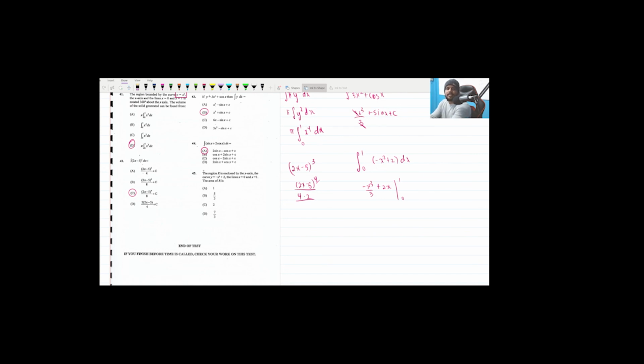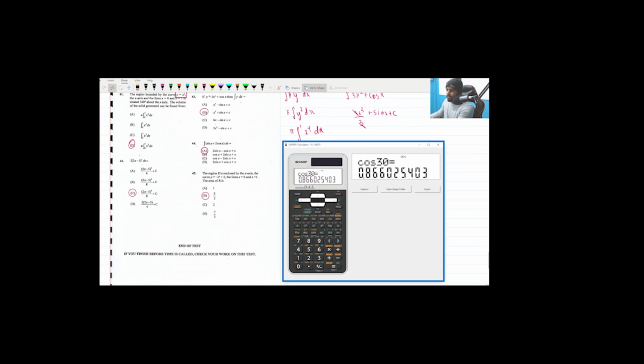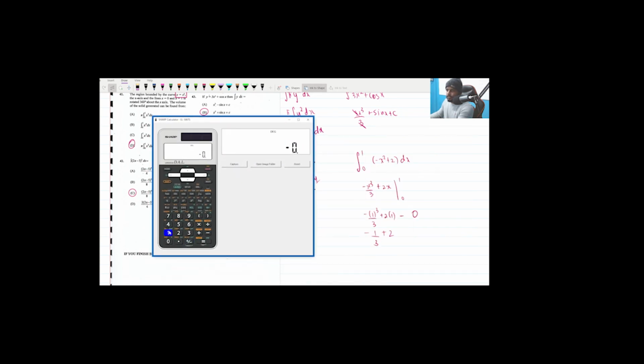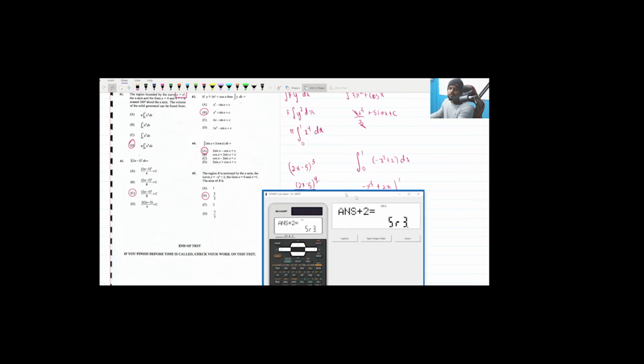This is minus x cubed over 3. All right, I am replacing x. X is 1. So it becomes minus, open bracket, 1 cubed over 3, plus 2 into 1. Minus, when I plug in 0 here, I'll get 0, so I'll put minus 0. So this becomes minus a third, plus 2. And this is 2 minus a third, which is 1 and 2 thirds, which is 5 on 3. B.